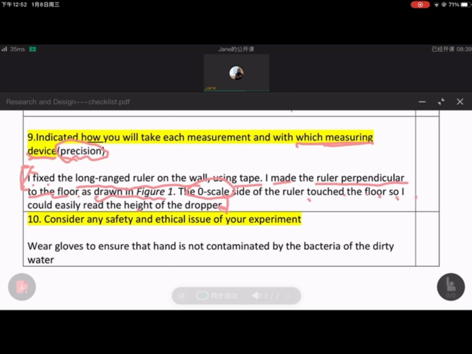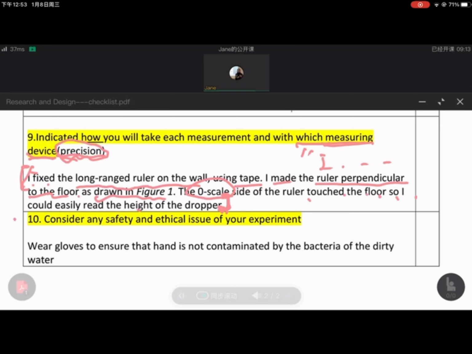Clearly communicate how you are going to do that and what measurements you use, and this is much better than the simple description of "I measure the height of the dropper," because this paragraph shows the examiner you consider the precision, you consider how to avoid the uncertainty, and you consider a lot of things in this action.